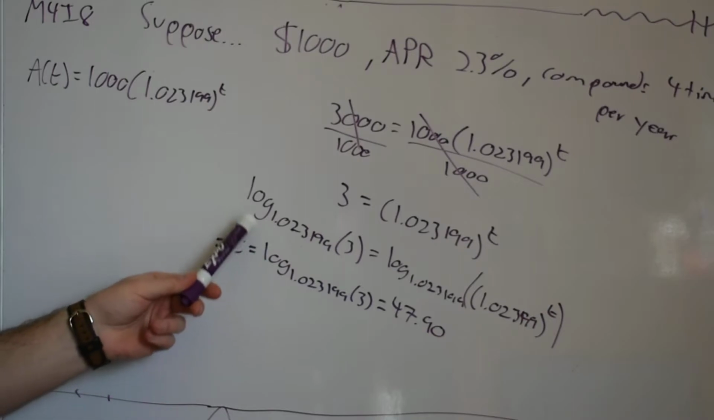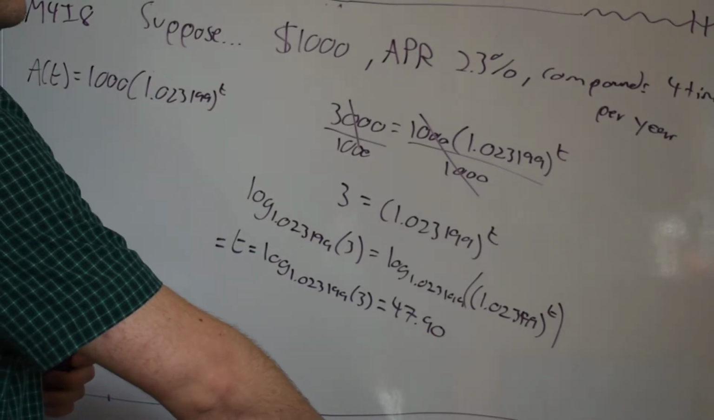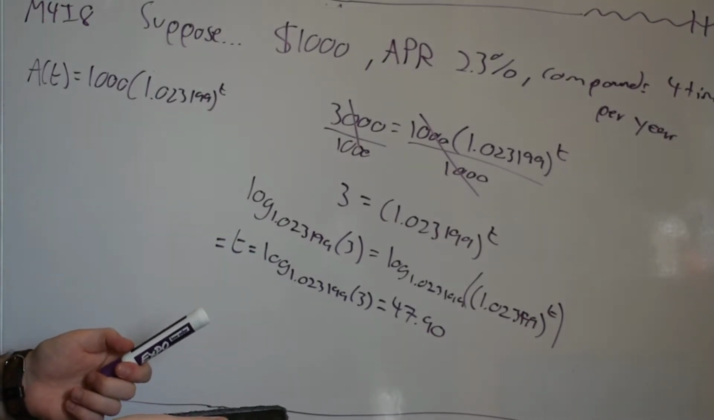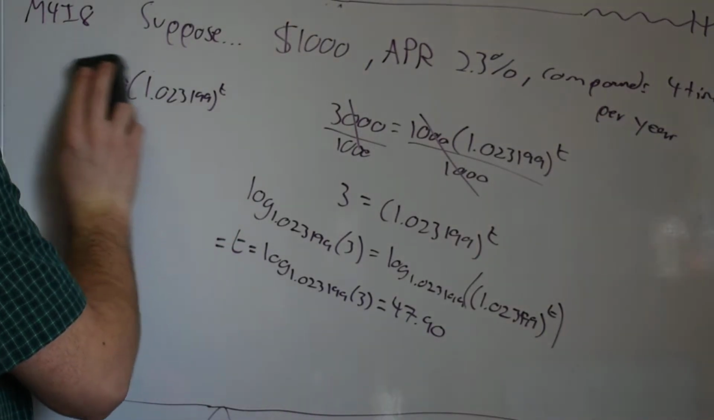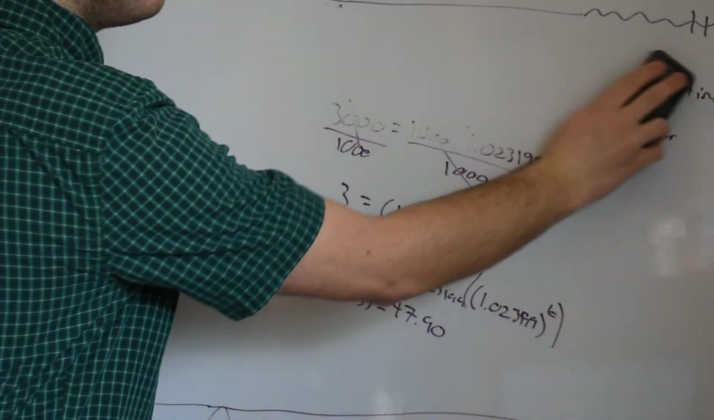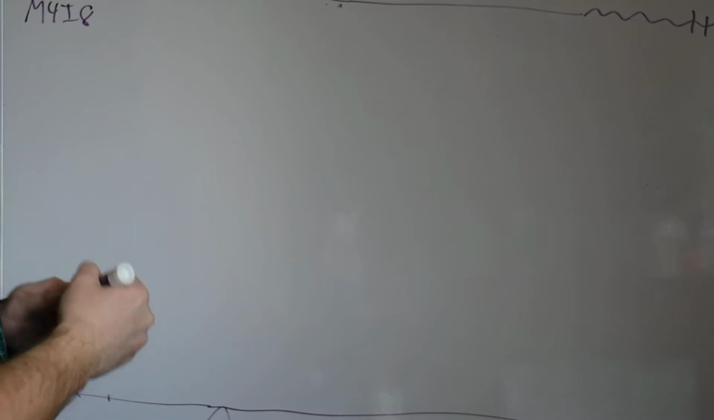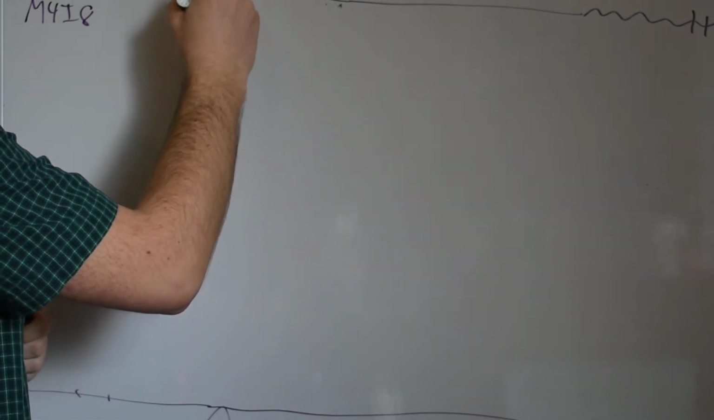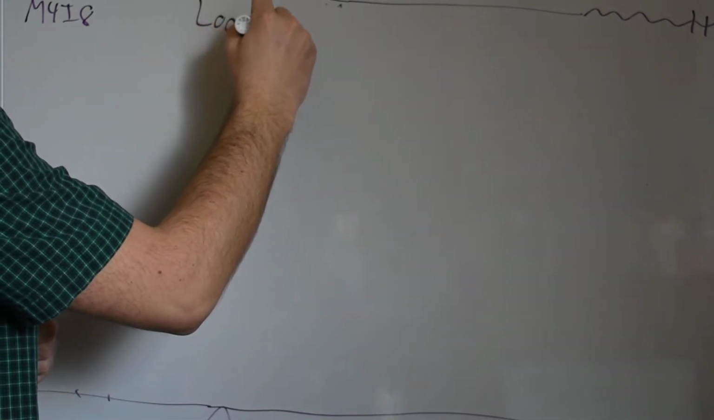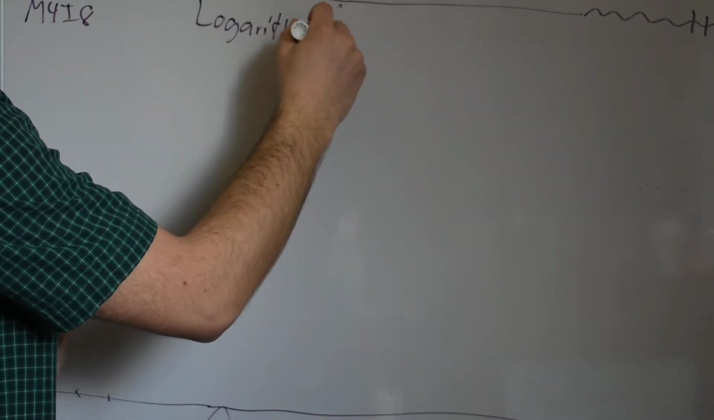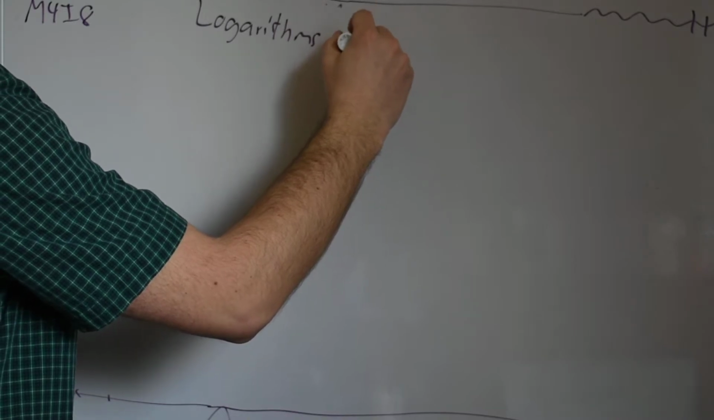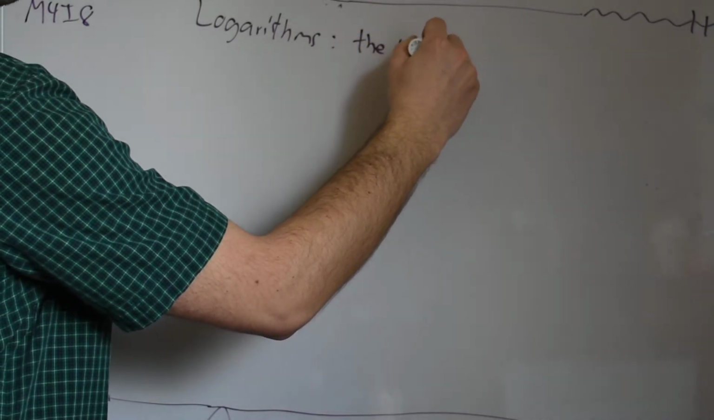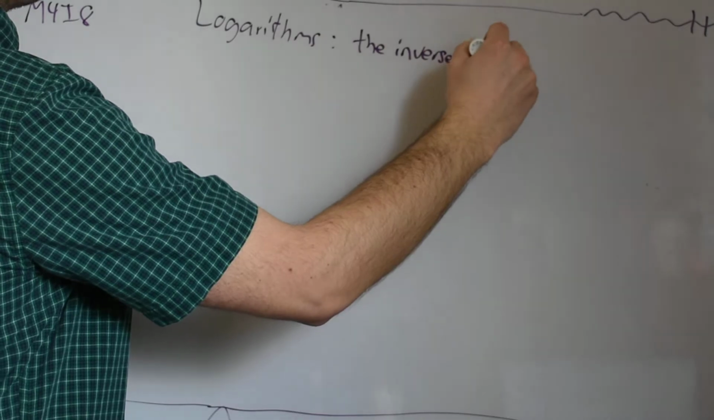So let's look at these more. So we're going to get rid of all this stuff. So the first thing to know about logarithms is, I guess, how to spell them, but logarithms, they are the inverses of exponentials.